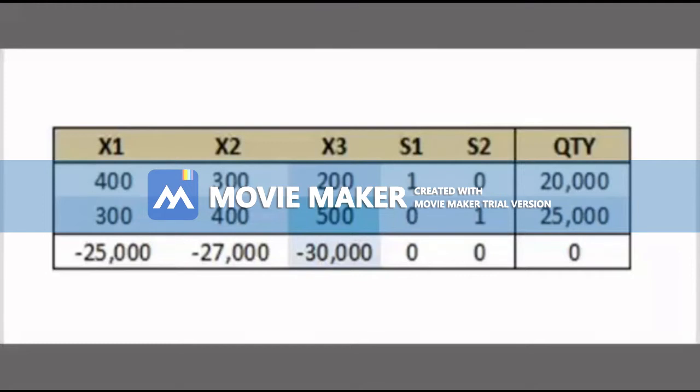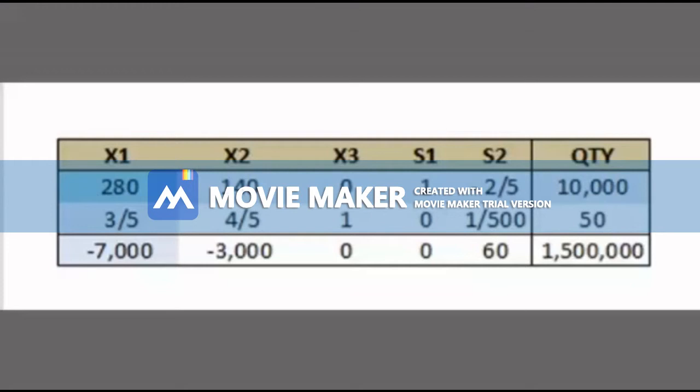After that, we also compute the new values for each remaining row, just like the steps in the previous problem. After obtaining the new values, now we have these values. For x1 we have 280, 3 over 5, and negative 7,000. For the x2 column, we have 140, 4 over 5, negative 3,000.